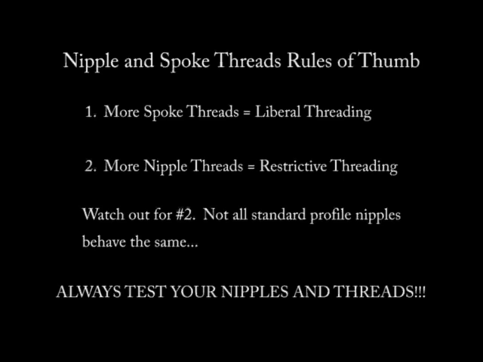Here are some rules of thumb regarding nipple and spoke threads. Number 1, more threads on the spoke equals liberal threading. Number 2, more threads in the nipples equals restrictive threading. Watch out for number 2, more threads in the nipples. Not all standard profile nipples behave the same. Some will be more restrictive. You need to watch out for them. Bottom line is, always test your nipples and threads.